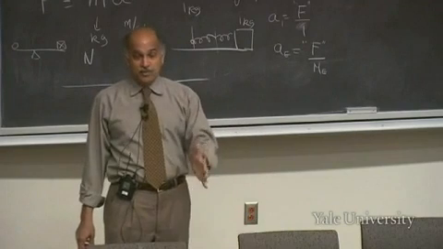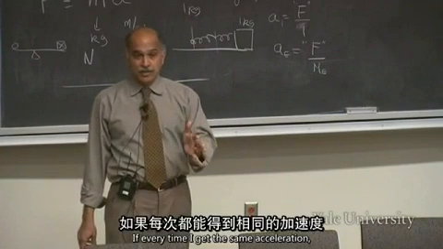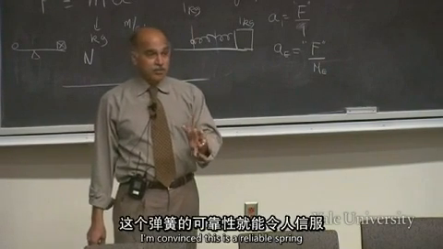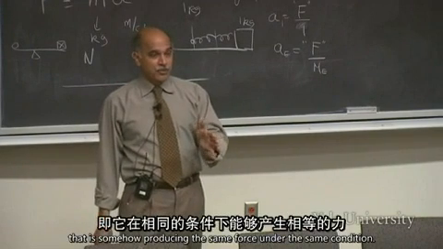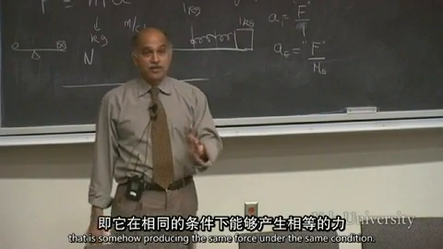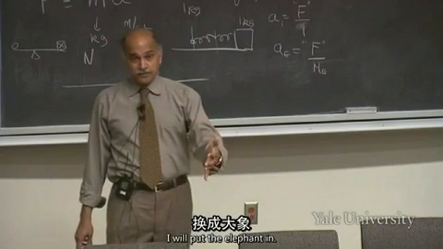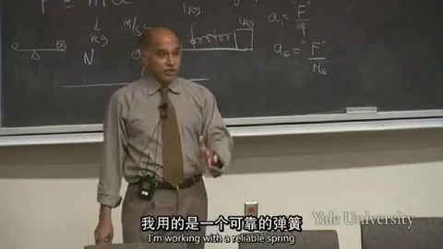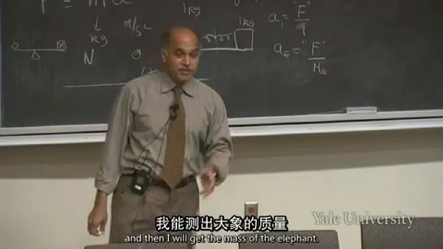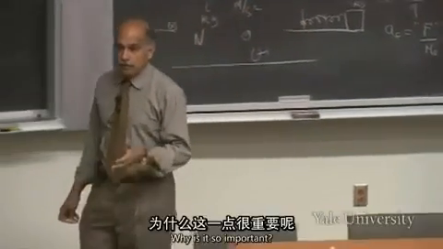I do it 10 times. If every time I get the same acceleration, I'm convinced this is a reliable spring that is somehow producing the same force under the same condition. On the 11th time, I pull the mass out and put the elephant in. I have some degree of confidence I'm working with a reliable spring, and then I will get the mass of the elephant. Why is it so important?